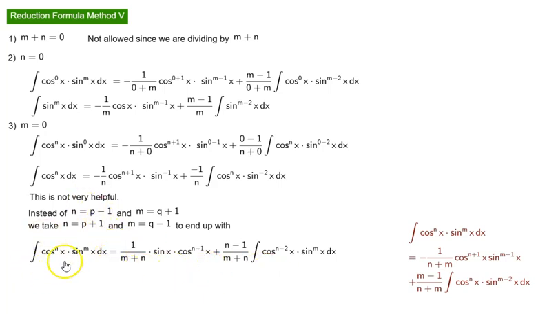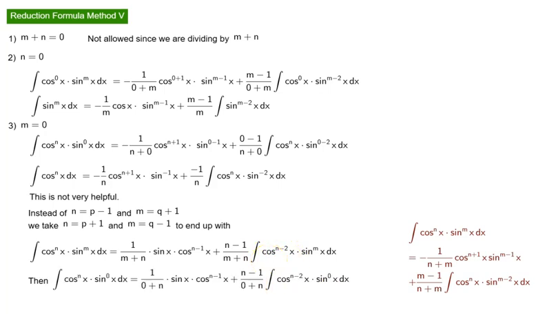So here integral of cos nx times sin mx dx is equal to 1 by m plus n times sin x times cos to the power of n minus 1 x plus n minus 1 by m plus n times the integral of cos to the power of n minus 2 x times sin to the power of mx dx. Okay, so here what is happening? Instead of the power of sine getting reduced, we are getting the power of cos getting reduced. So now let's apply this.